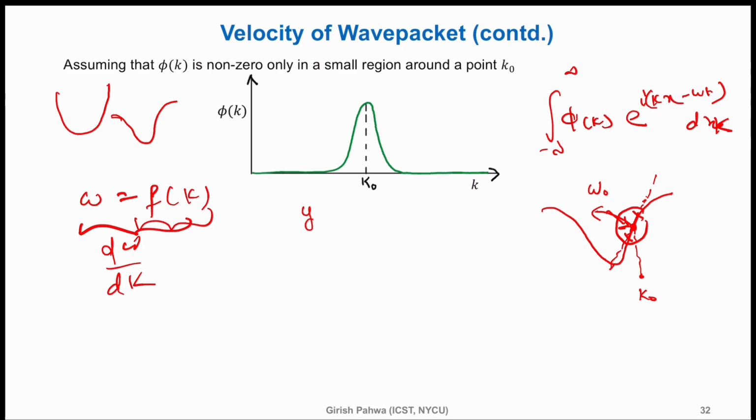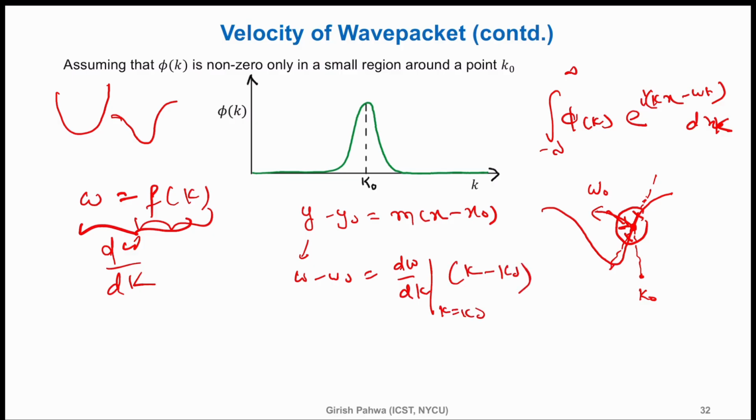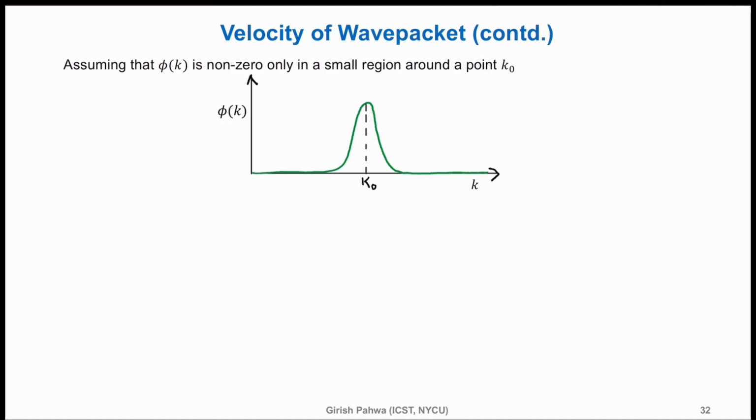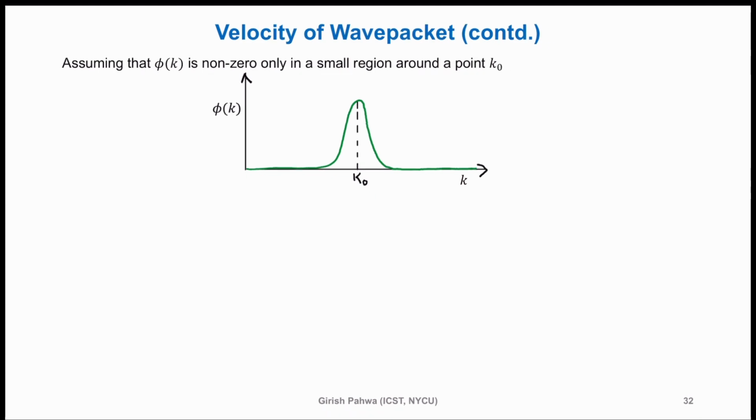The straight line equation is y minus y naught is equal to slope m into x minus x naught. That's how the straight line equation looks. So in this case, what do I have? Omega minus omega naught, m is d omega by dk, but calculated at k equal to k naught. What is x? x is k minus k naught. So I simplify my non-linear relationship between omega and k into a linear relationship, and we are only able to do that because we assumed this.